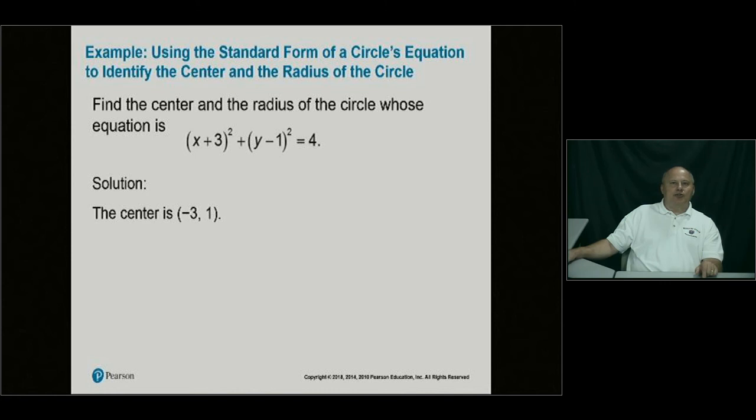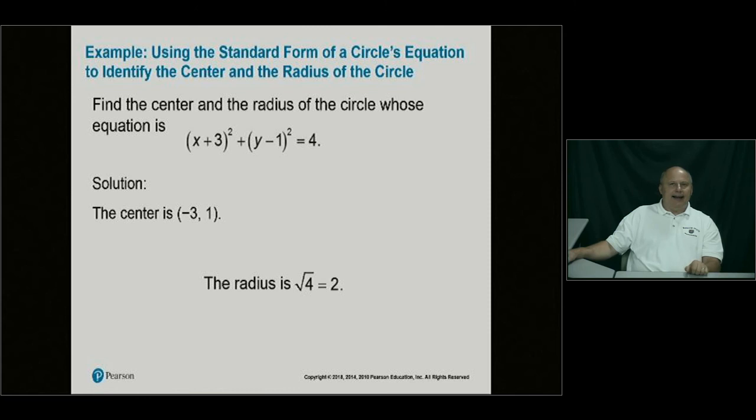Now remember, r squared is the number. So the radius is not 4. The radius is not 4. The radius squared is 4. So the square root of 4 is 2, so the radius is 2. So you have a center at -3, 1, and it's a circle around that point that's 2 units all the way around. So the radius is 2 units.